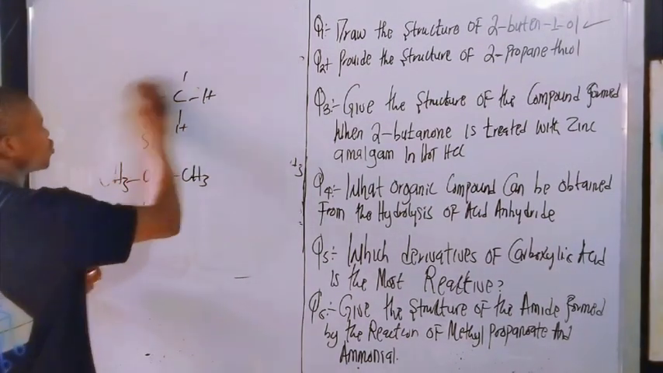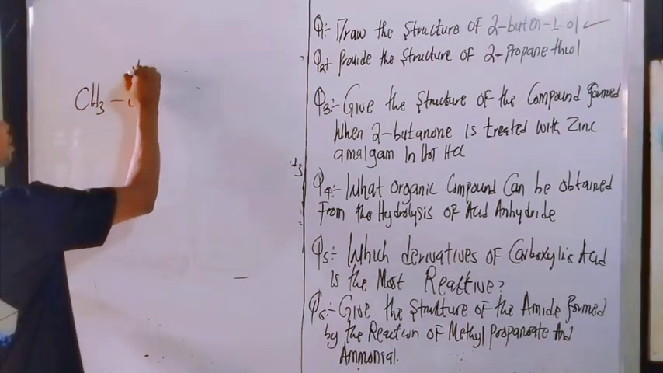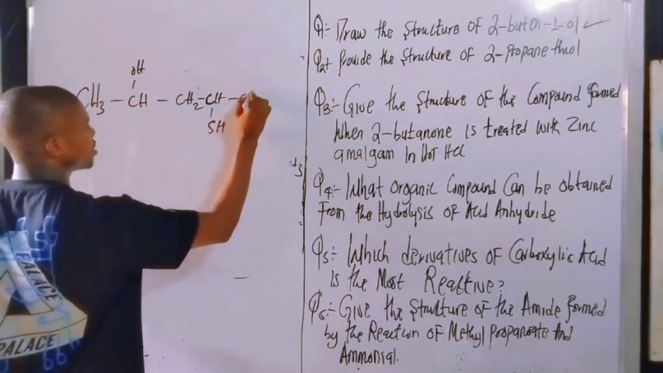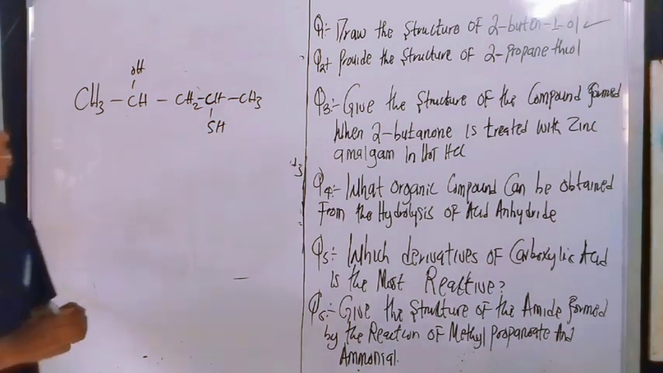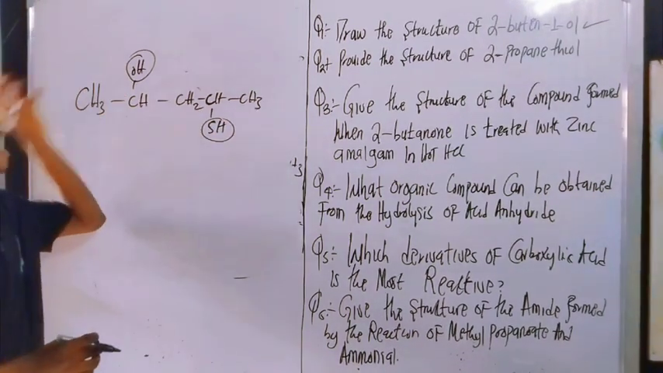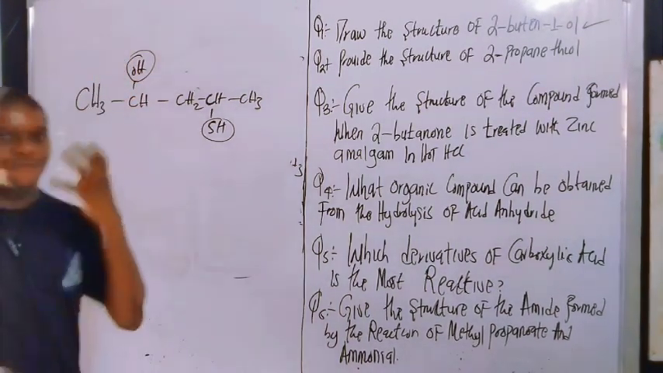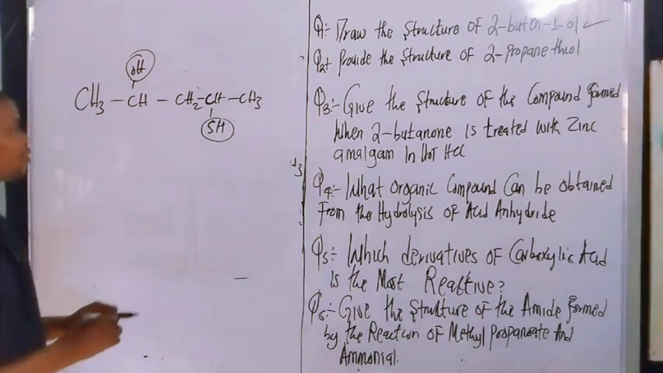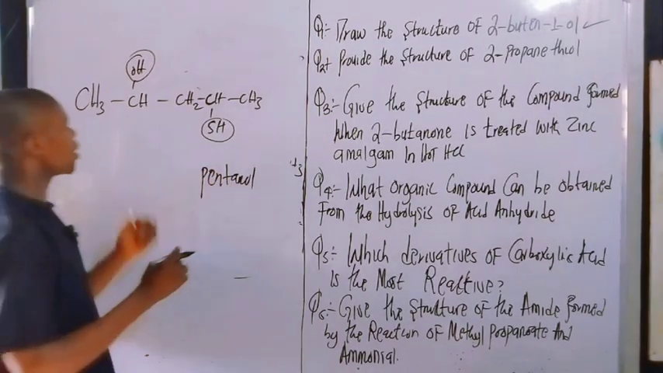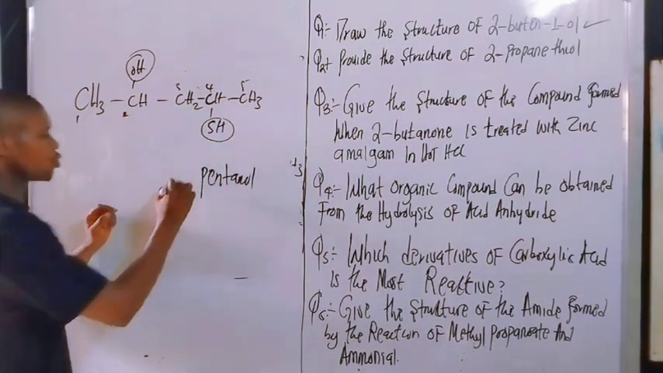Now, what about a situation where you have CH3, CH(OH), CH2, CH2, CH2, SH? If, for example, we have something like this, you will have OH and SH. OH acts as the functional group. So it's going to be an alkanol: 1, 2, 3, 4, 5, so pentanol. OH is on carbon number 2, so it's going to be 2-pentanol.